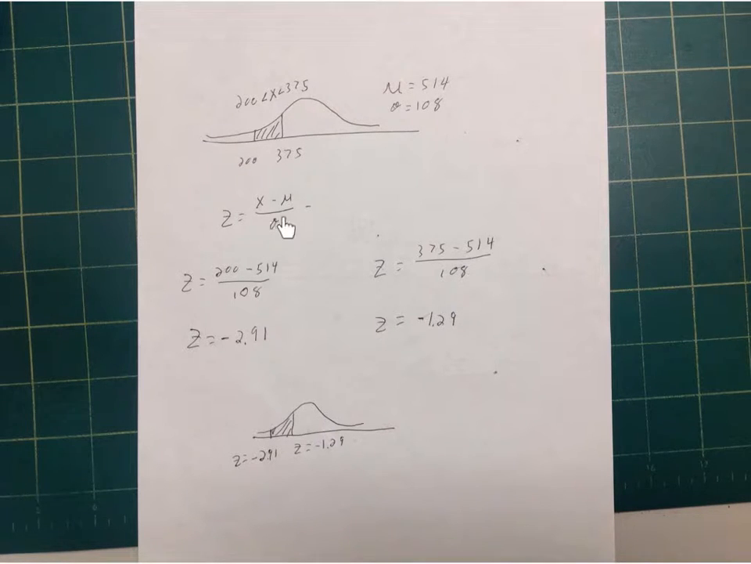Well, we have the formula for z-scores: your individual score minus the mean, over the standard deviation. So I put the 200 and the 375 in the formula, and the mean's 514, standard deviation's 108. I punch that in the calculator, and I get minus 2.91. For the other one, I get minus 1.29. And so we're standardizing this. Now we want to find the area between minus 2.91 and negative 1.29.